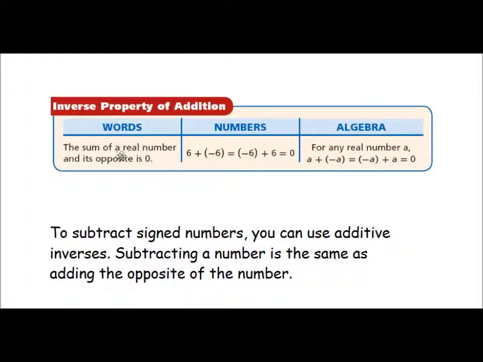So the property, the rule to remember: the sum of a real number and its opposite is 0. 6 plus -6 is 0. For any real number, when we add a number with a different sign, it becomes 0. A plus -a is equal to 0. -a plus a is equal to 0.